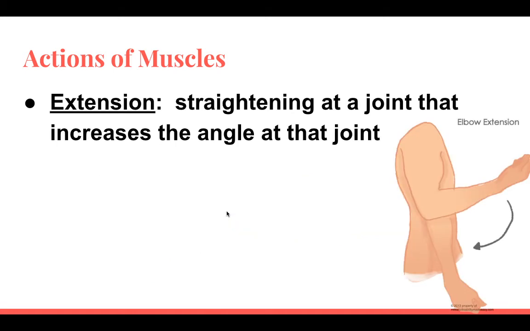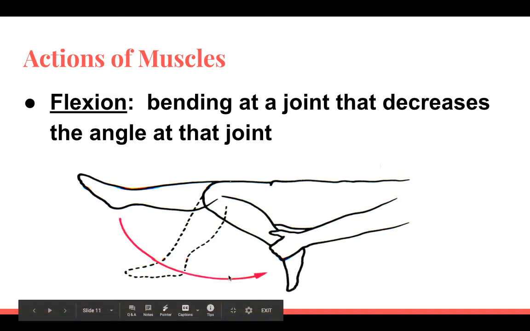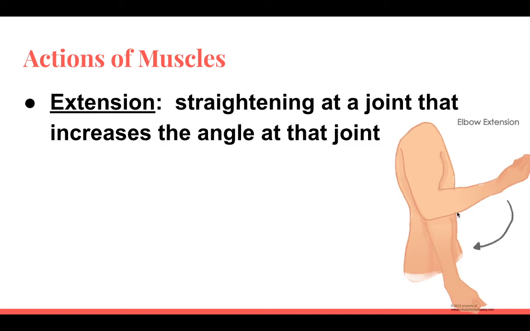Extension is just the opposite. Now here, this arrow is showing flexion, but if we had another red arrow going the opposite direction, straightening that knee back out, that would be extension. Here we're showing flexion and extension at the elbow. Extension is straightening the joint so that the angle at the joint increases.